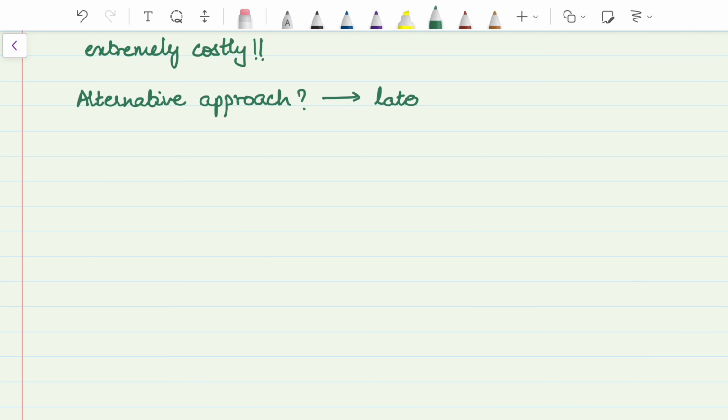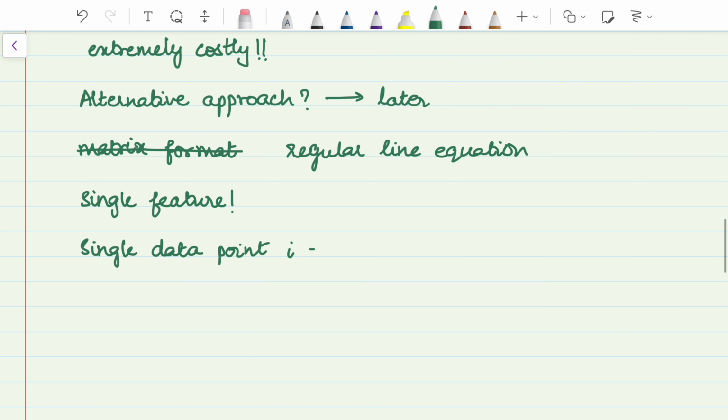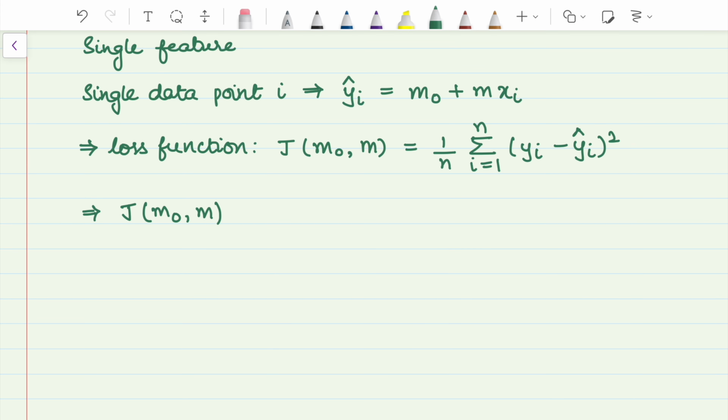Now let us try to discuss the simplified version of this matrix format, which is the regular line equation, and we will be solving this only for a single feature. We express the line equation format for a single data point i, which is represented as yi cap equals m0 plus m xi. The loss function would be the mean of all the squares of differences of yi and yi cap.